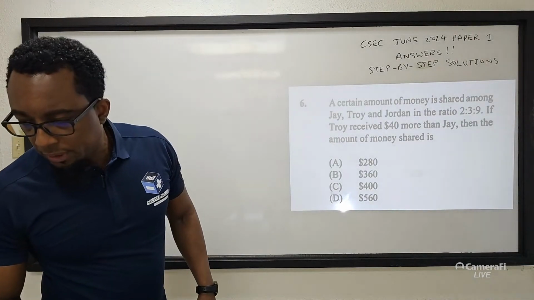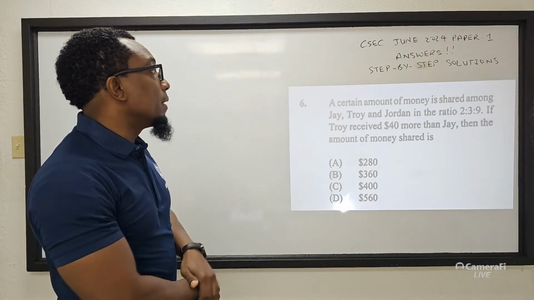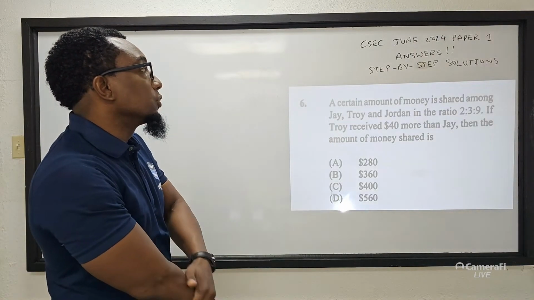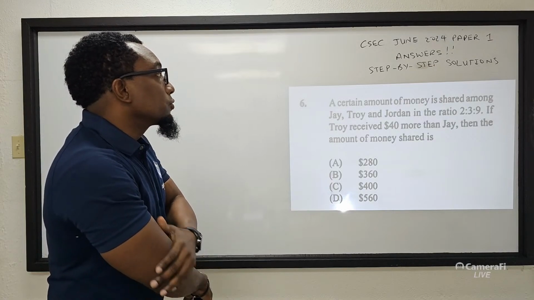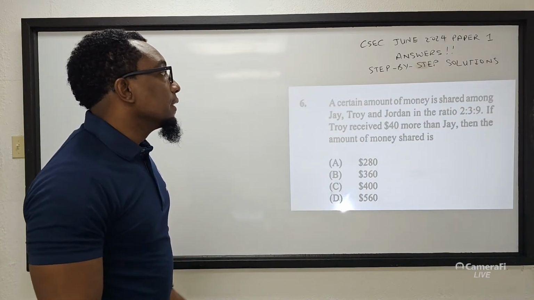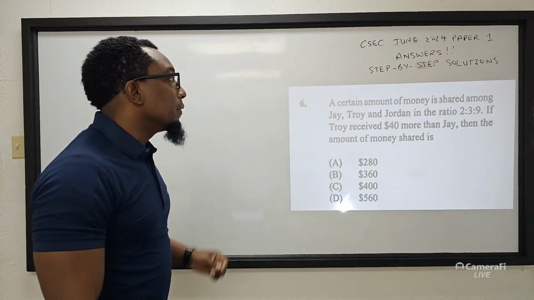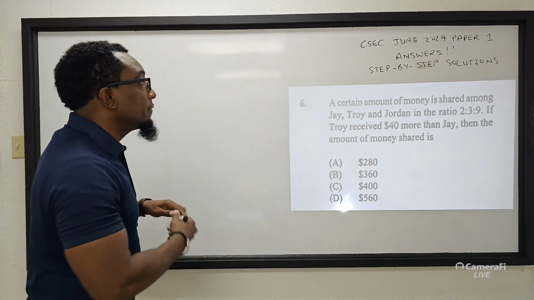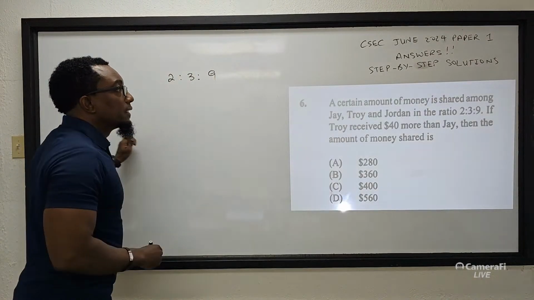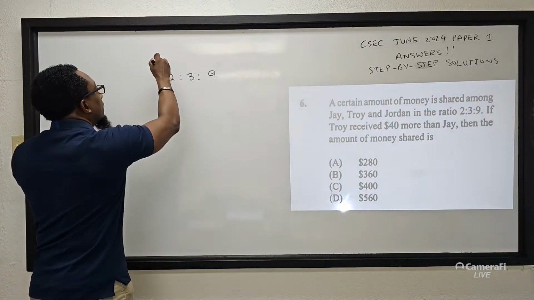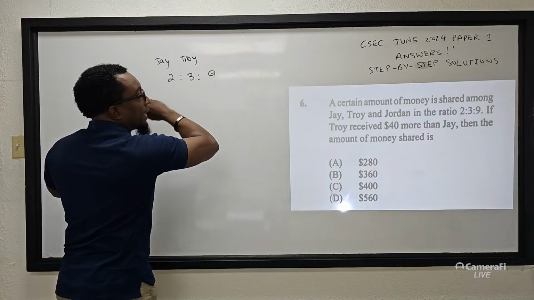Question 6: a certain amount of money is shared among J, Troy, and Jordan in the ratio 2 to 3 to 9. If Troy receives 14 more than J, then the amount of money shared is. So we have the ratio 2 to 3 to 9. This is J, we have Troy, we have Jordan.